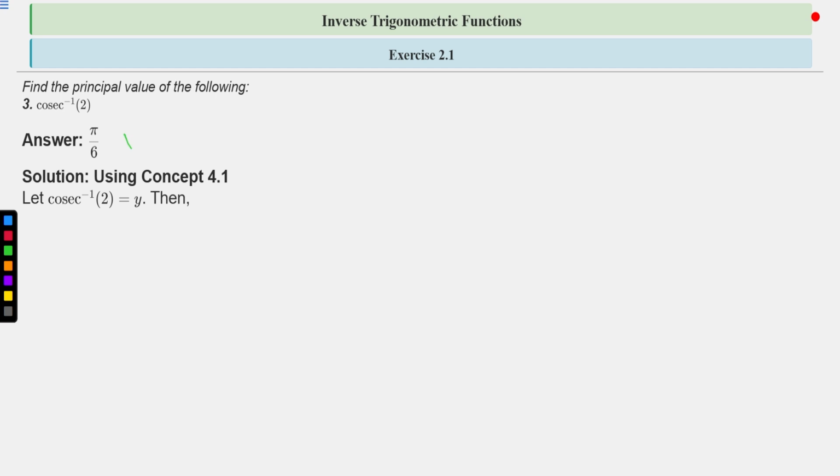So again, we will have to repeat the same process. We can take cosec inverse 2 as y. Let cosec inverse 2 be y. Then what can we do now?